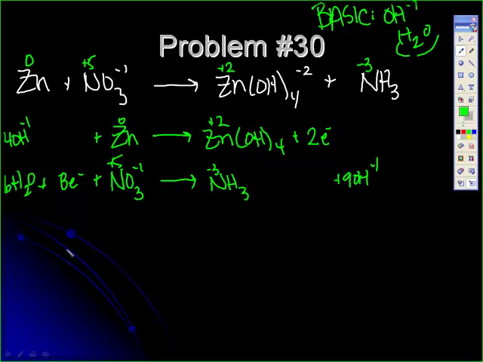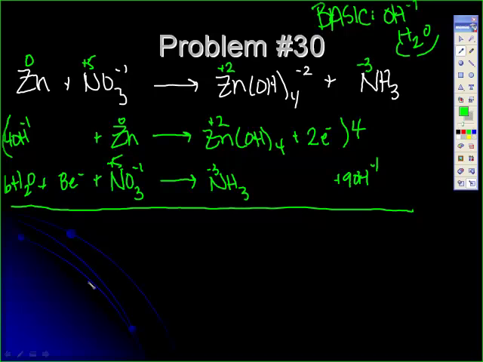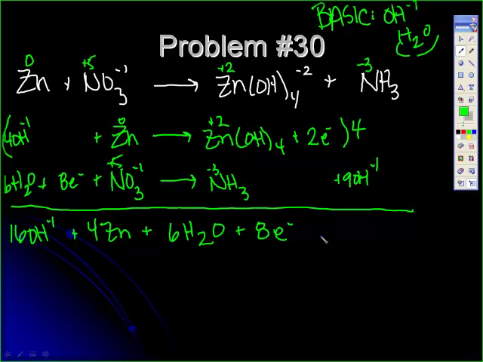Okay, now I'm ready to multiply. Since I have 2 electrons here and 8 here, I need to multiply this all by 4, and that should give me an even number of electrons on each side. So adding this up, 4 times 4 would be 16 OH minuses plus 4 Zn plus 6 H2Os plus 8 electrons plus NO3 minus 1.